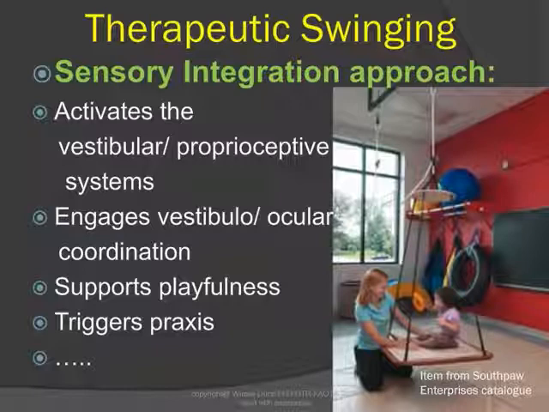On the slide, we see some of the key points that a person with a sensory integration approach would consider. That this activity activates the vestibular and proprioceptive systems, that it engages the vestibulo-ocular coordination, it supports playfulness, and it triggers praxis. As summarized earlier in the College of Occupational Therapists briefing from London, they recommend caution if using these modalities and suggest that therapists have a clear rationale for their use of sensory-based interventions and make them time limited so that goals can clearly be set.